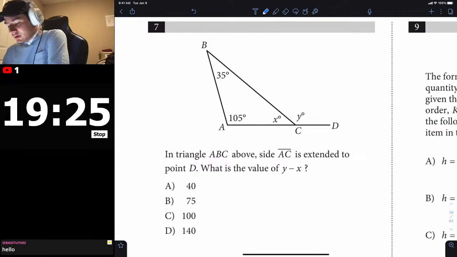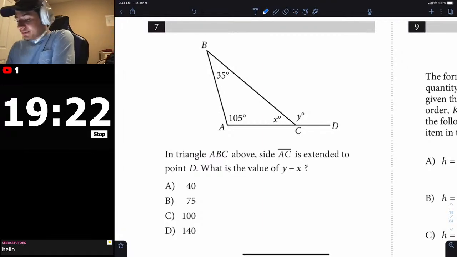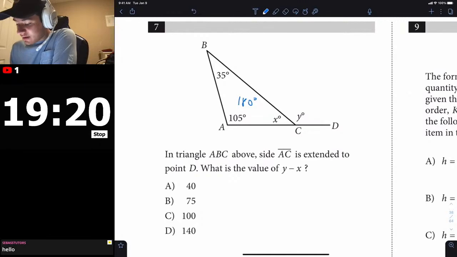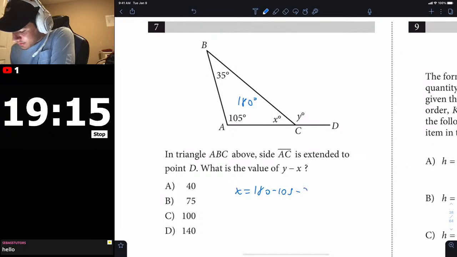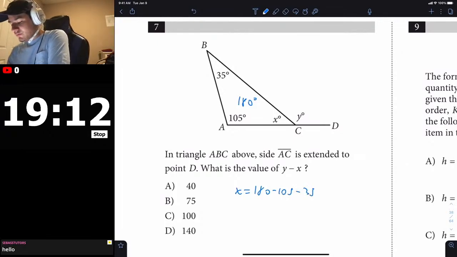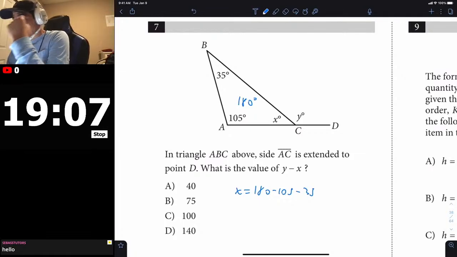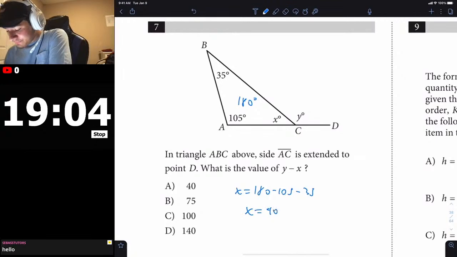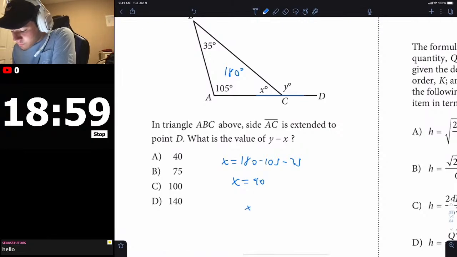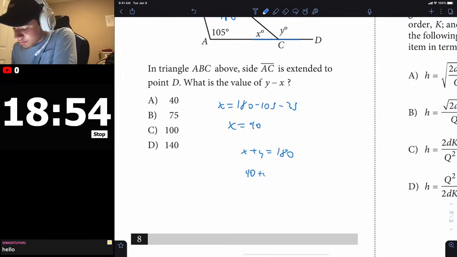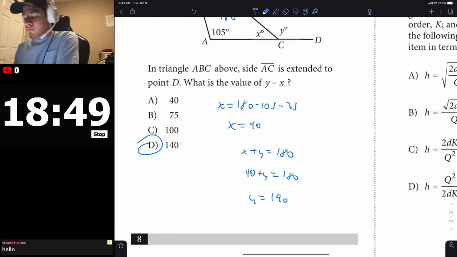So all the angles in a triangle have to add up to 180 degrees, which means that x is equal to 180 minus 105 minus 35. So 180 minus 105 is going to be, let's see, 75 minus 35 would be 40. So x is 40. And then because x and y aren't aligned, x plus y has to equal 180. So if x plus y equals 180 and x is 40, that means 40 plus y has to equal 180 and y equals 140, or option D.